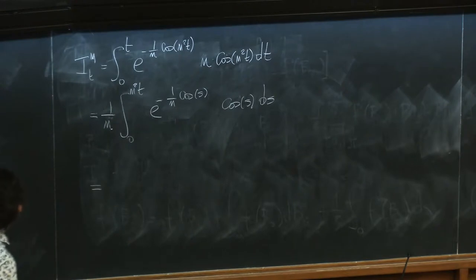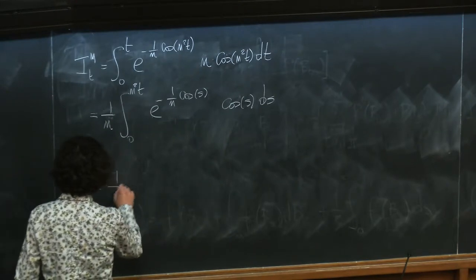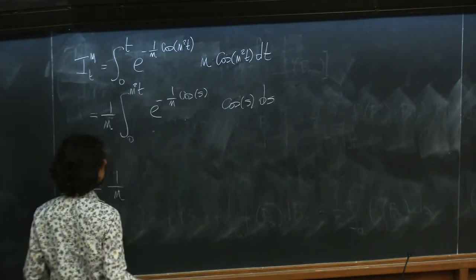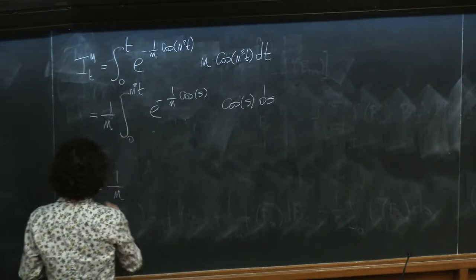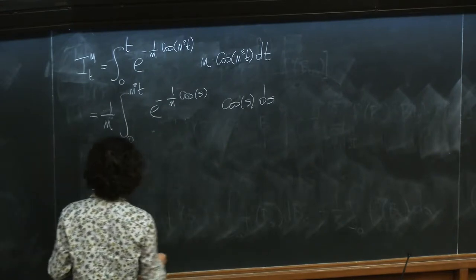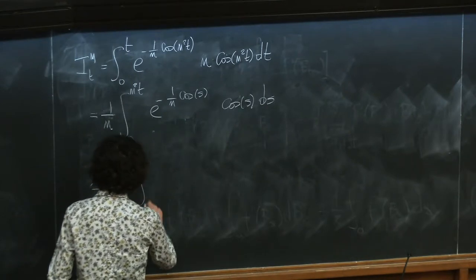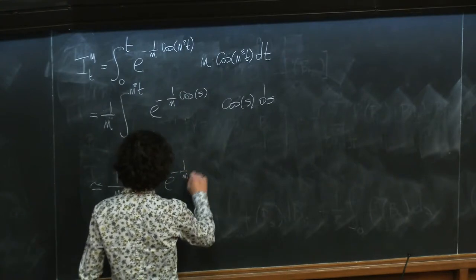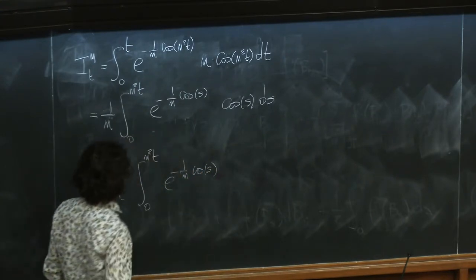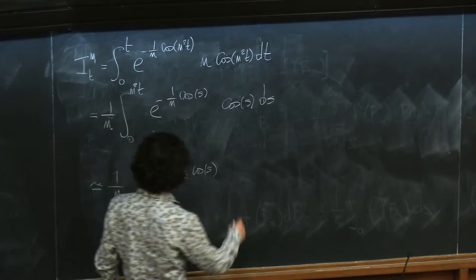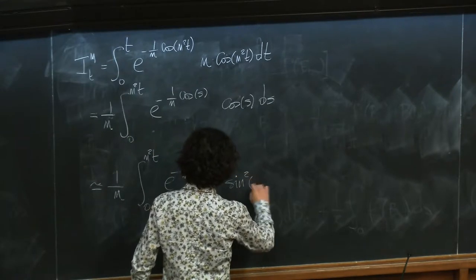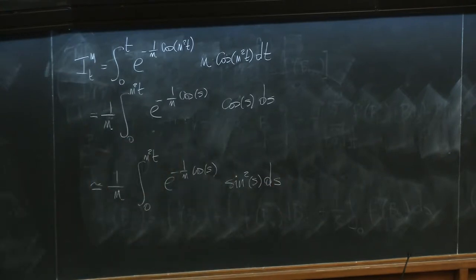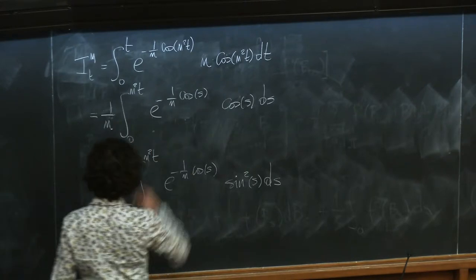Now let's integrate by parts. So say this is the derivative of something. This is just something. So we exchange the roles. Let's not care about the boundary terms. I will get the integral between 0 and n squared t of e to the minus 1 over n cosine of s. And what will pop out actually is a sine squared of s ds, and an extra 1 over n, which comes from this derivative.